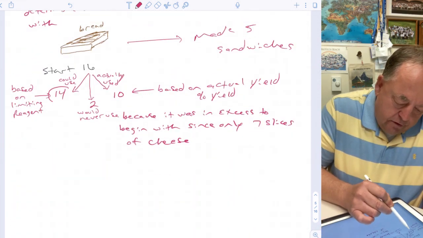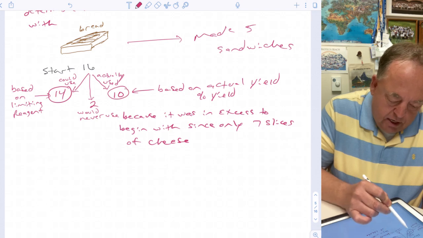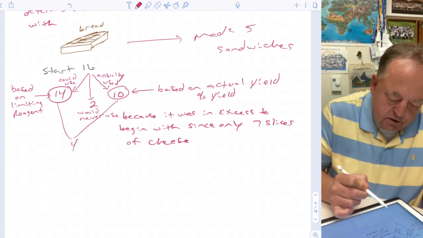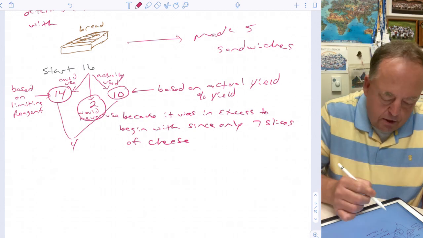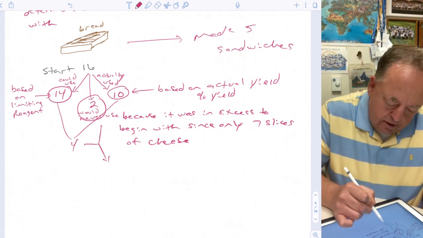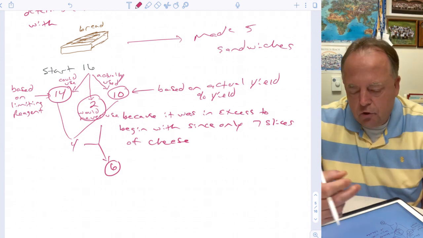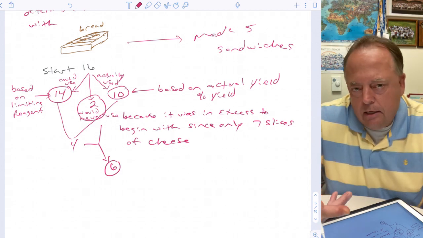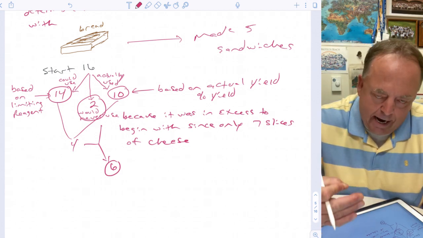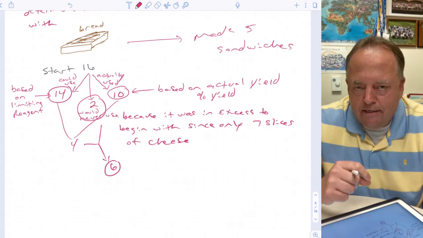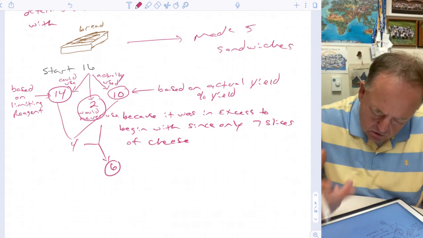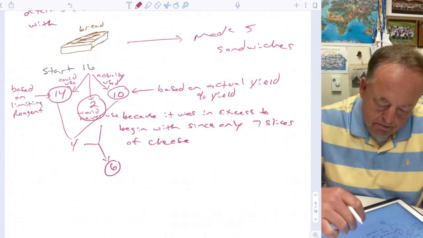So you could have used 14, you actually used 10, so if you take the difference there, that is 4, but there are 2 slices that you were never going to use to begin with, so if you add those together, then that would be 6. So you would have to add the excess that was there to begin with to get the actual number of what is going to remain of the reagents that are in excess. So hopefully that makes sense.